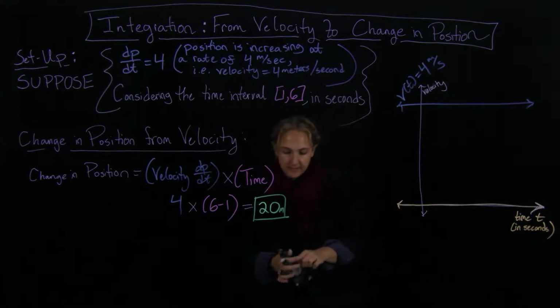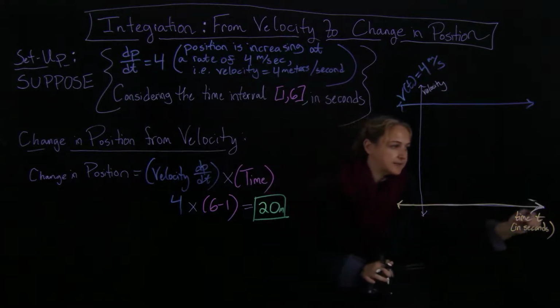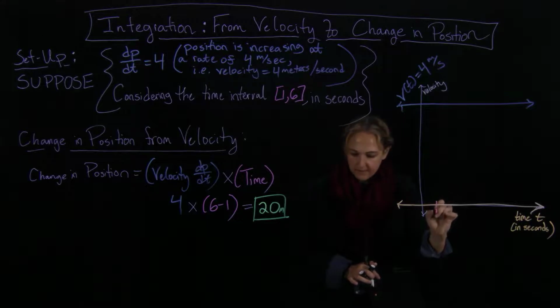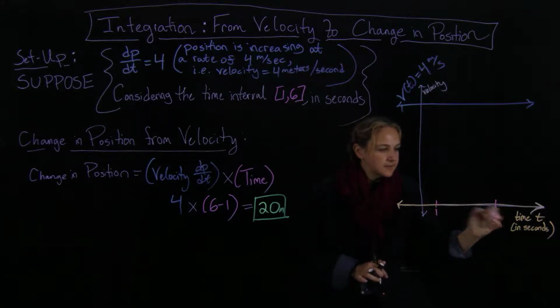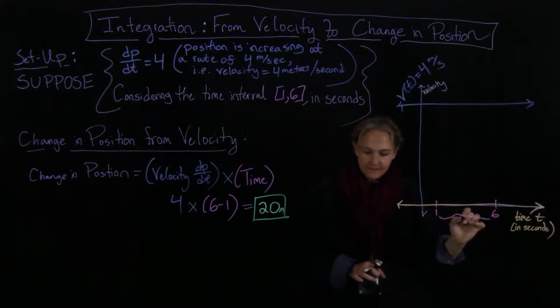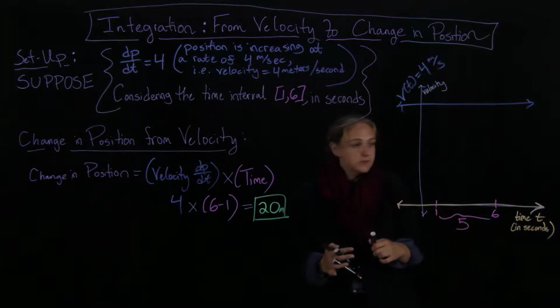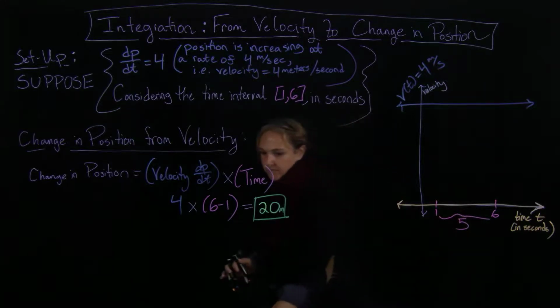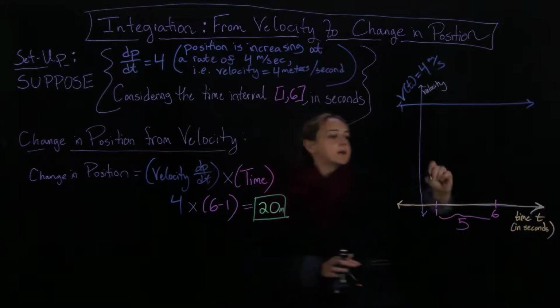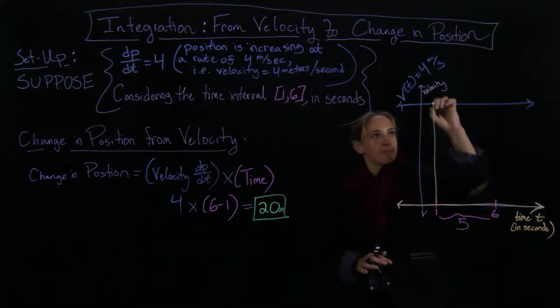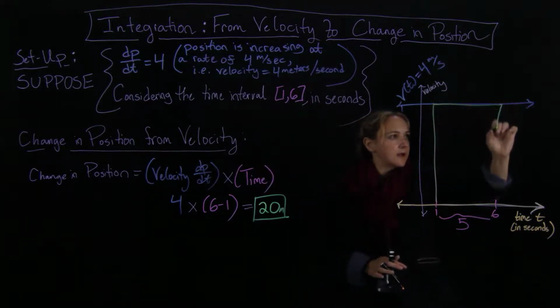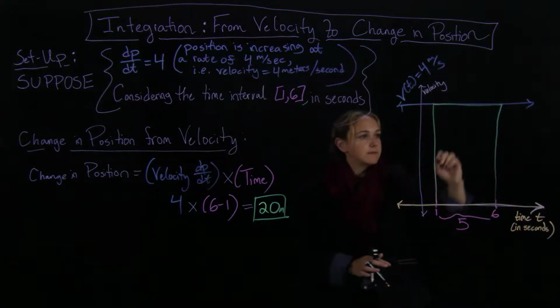Now I'm on the interval, so remember that this is a t interval, so I mark it on here. So I go from 1 to 6, and that distance there we know is 5. And so what I'm actually looking at, what did I just compute over here, is this area, right? Because how do I compute this area?